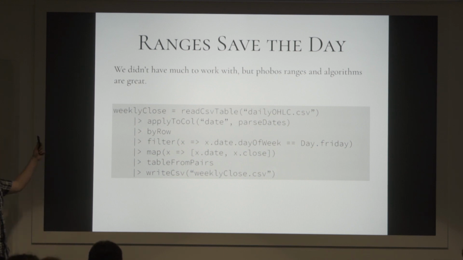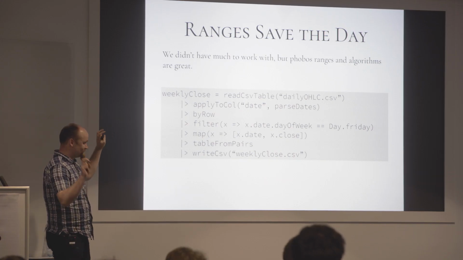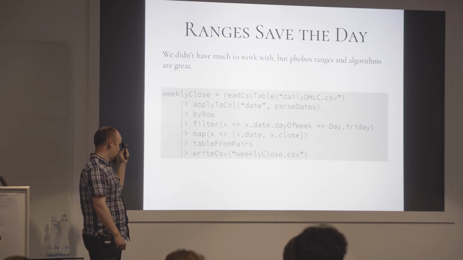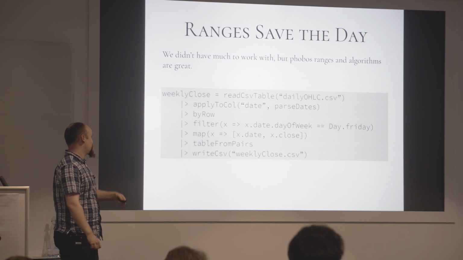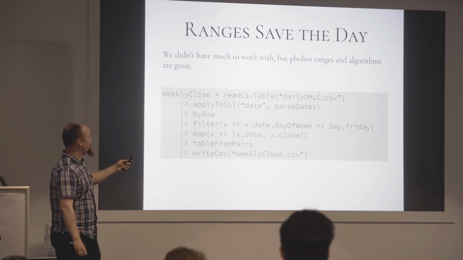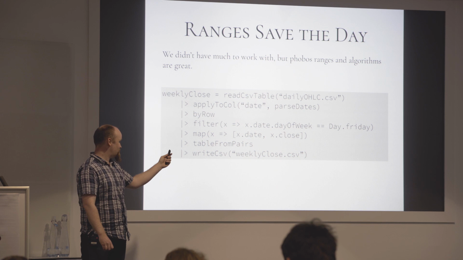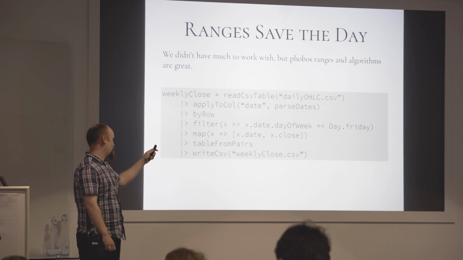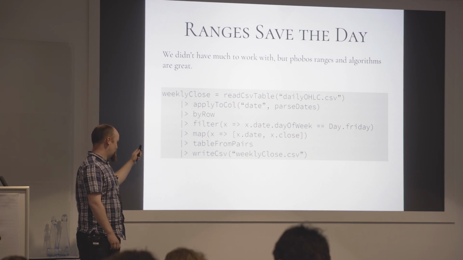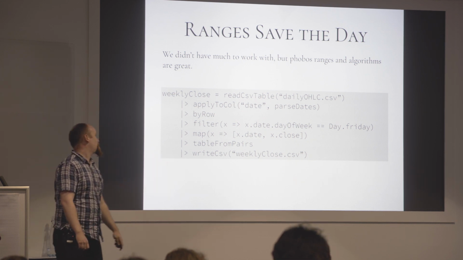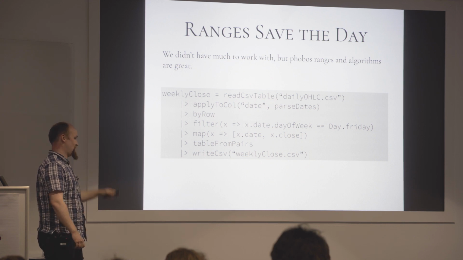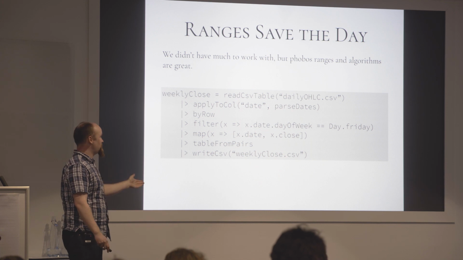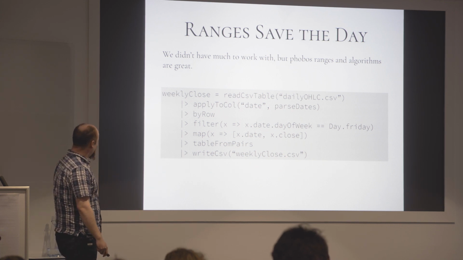So here's an example of a very simple little real piece of code. We read a CSV file, parse the dates in the date column, go by row, filter the rows that have the day of the week equal to Friday, get the close from that data point and the date, create a table from some pairs, from those pairs that map creates, and write a CSV out of the weekly closes. Dead simple, straightforward. You can read it, and it's hard to misunderstand.